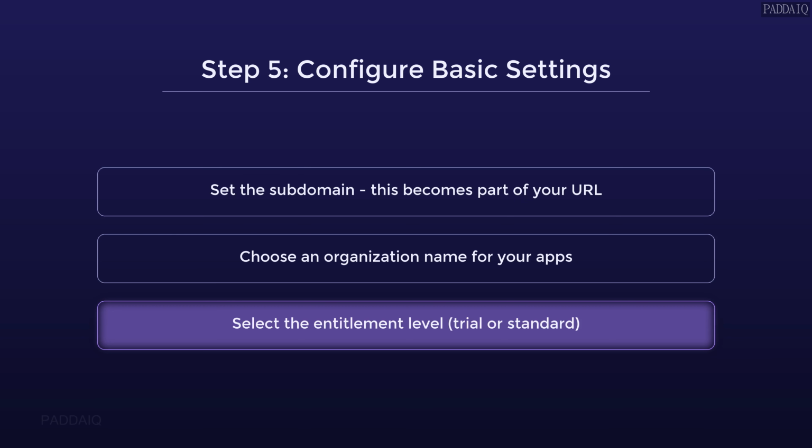Select the entitlement level, trial or standard. This determines if you are using a free trial environment or a paid, full-featured production system. For instance, a developer testing a new app would choose trial, while a company deploying it for all employees would select standard. This choice is essential for aligning your setup with your project's needs.